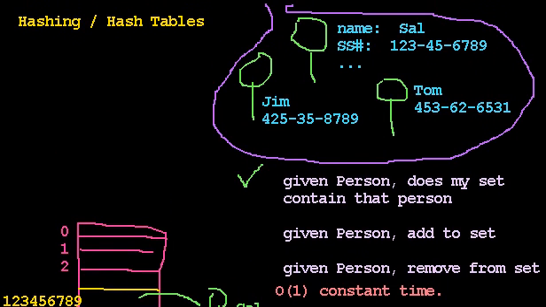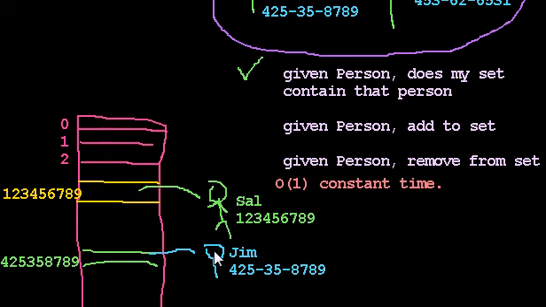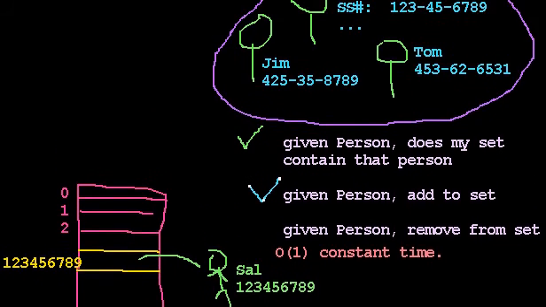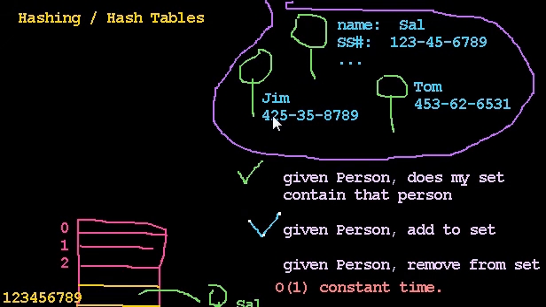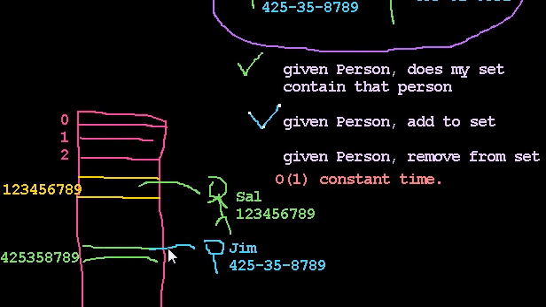Now, if I went to add Jim again, now remember, I'm not allowed duplicates, so if I go to add Jim again, I would jump right to that box, see that Jim is already there, and do nothing. And I can also do that in constant time. So yes, I can add a person to the set in constant time. Finally, can I remove a person from the set in constant time? Well, if I want to remove, let's say, Jim, I'm going to ask that Jim object for its social security number. I can do that in constant time. I jump to that box number, 425358789. And in that box, I find Jim, and I go ahead and try to remove him, probably just by making this a null, and Jim will go away.